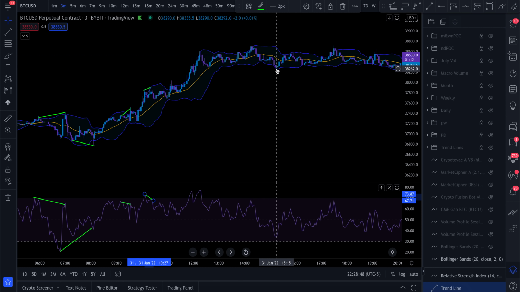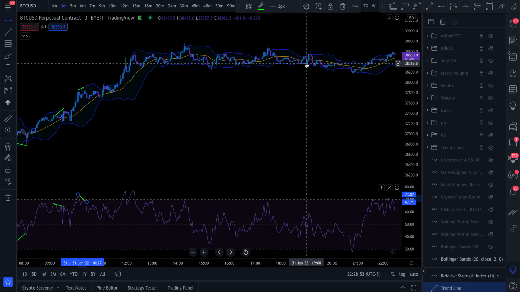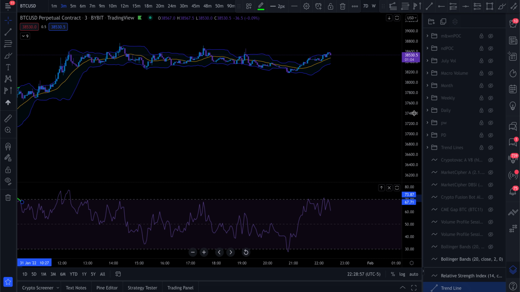Let's see right here, that would not have been a signal either. That would not have been a signal either. Nope, no signals. No signals that I really see right now.